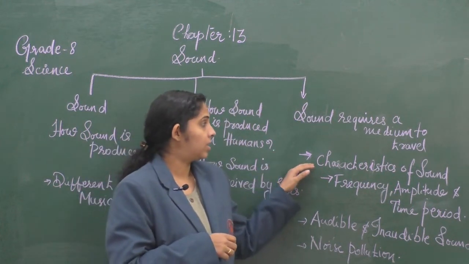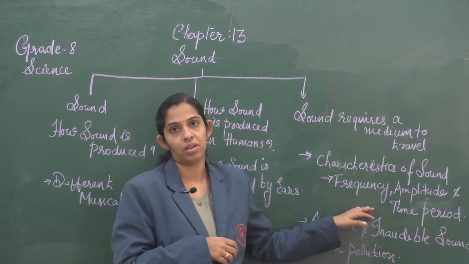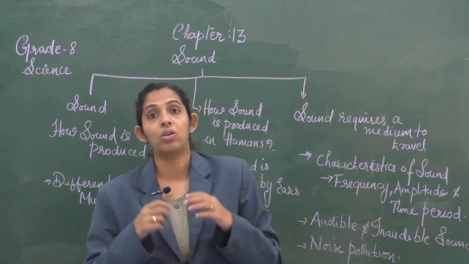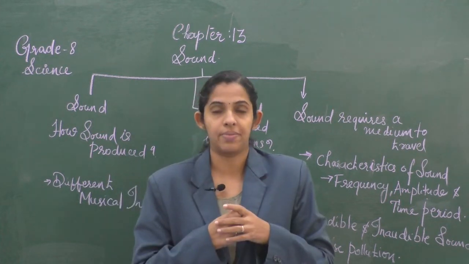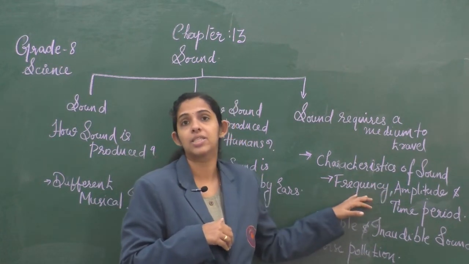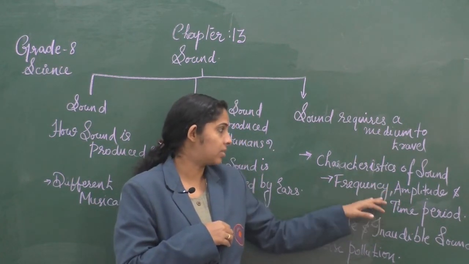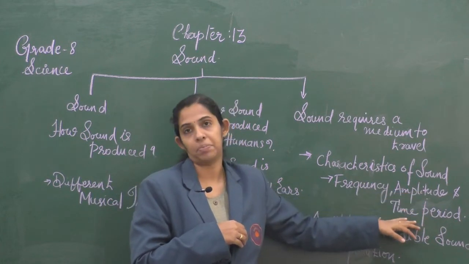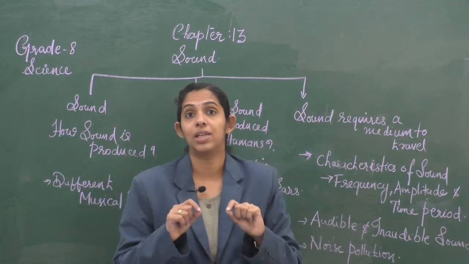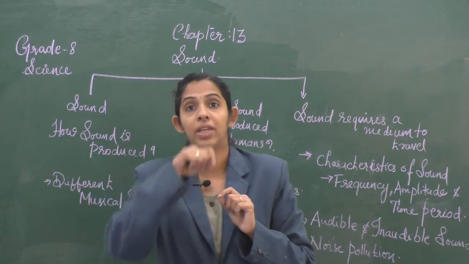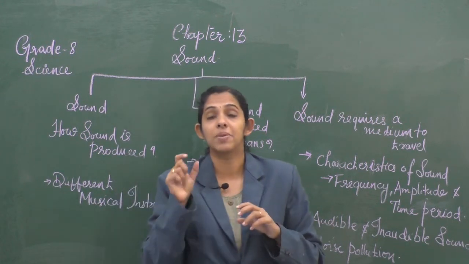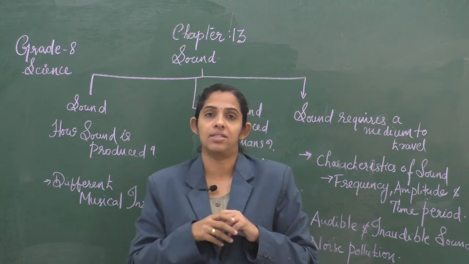Next, we have seen the characteristics of sound. As we have already discussed, sound is a vibratory motion or oscillatory motion of materials. So, this oscillatory motion is described by the following parameters, that is frequency, amplitude and time period. So, what is frequency? It is the number of oscillations per second. How many vibrations are made per second? That is frequency. And it is measured in the unit called hertz.